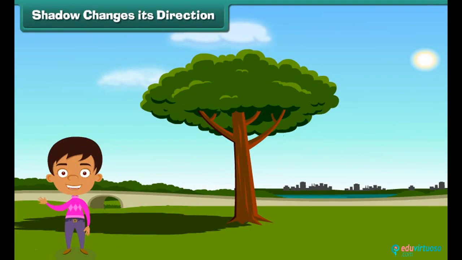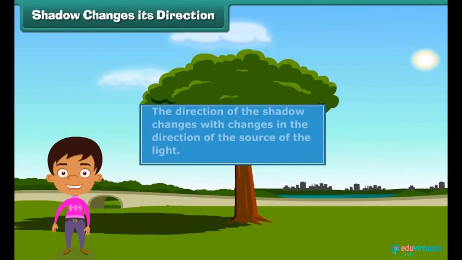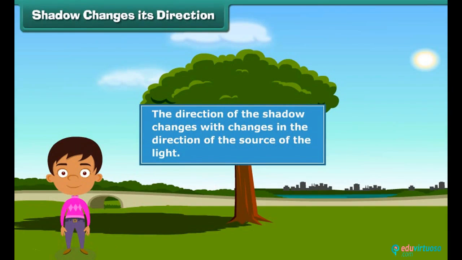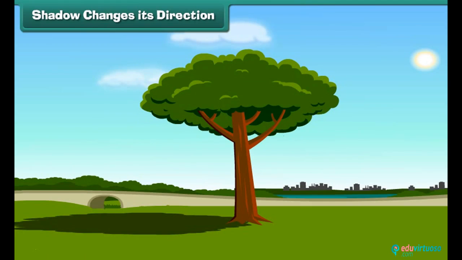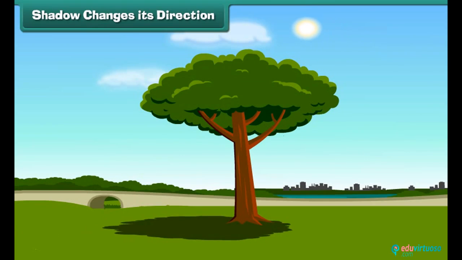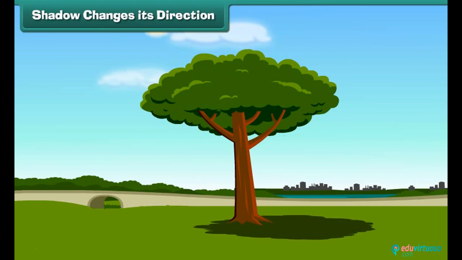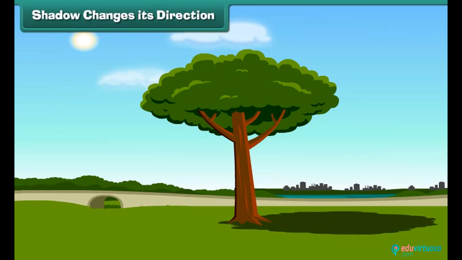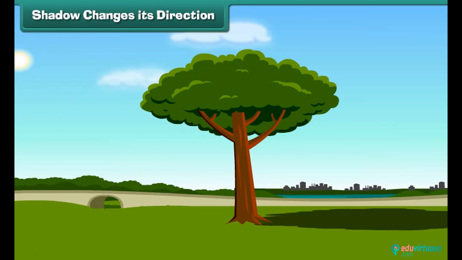You'll be surprised to know that the direction of the shadow changes with the changes in the direction of the source of the light. For example, shadow of these trees changes as the sun moves from east to west during the day. During all day, sometimes it becomes long and sometimes short. Let's see how this happens.